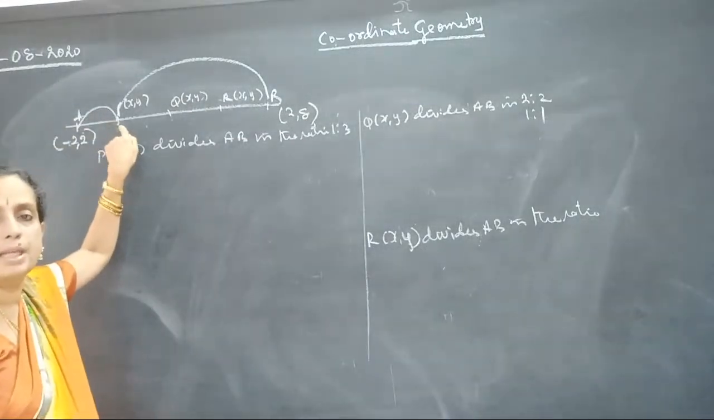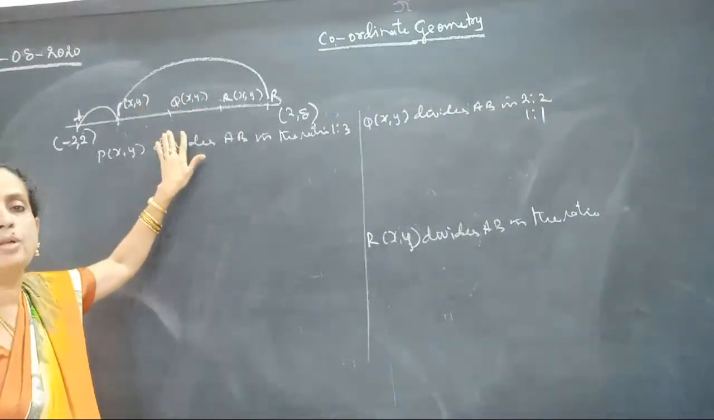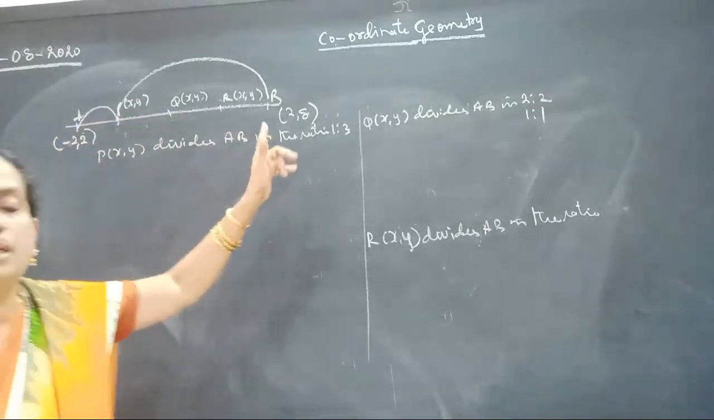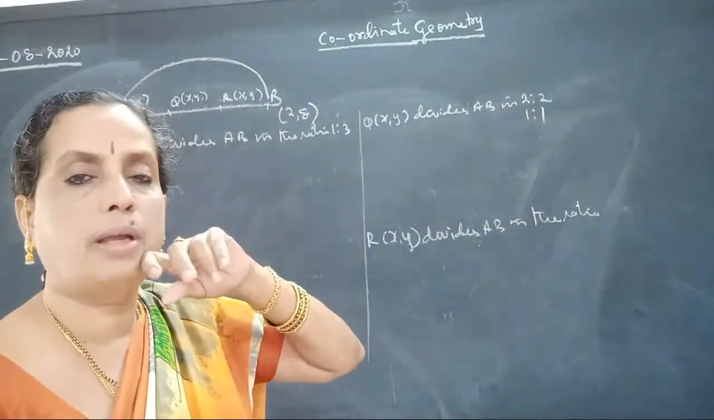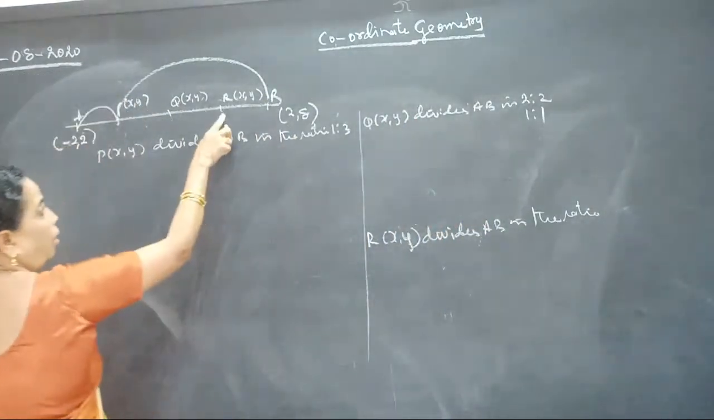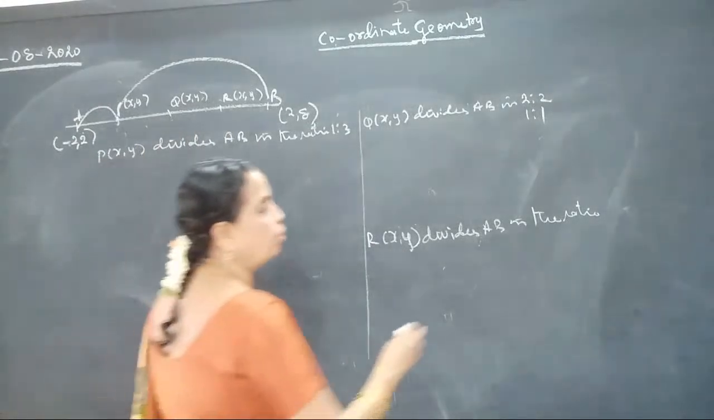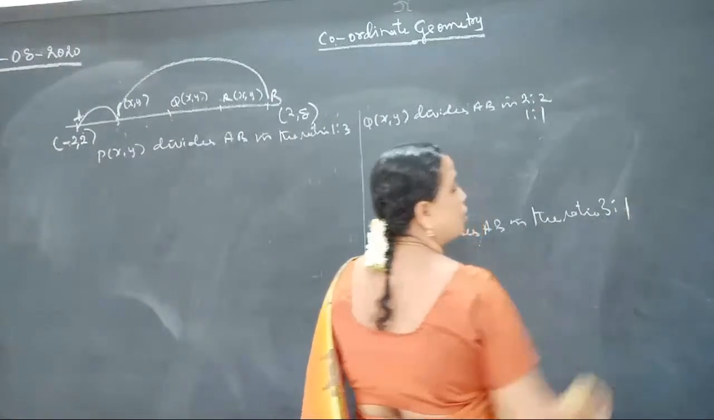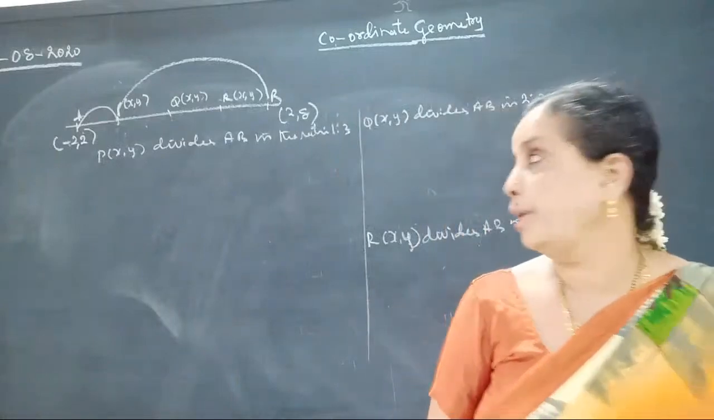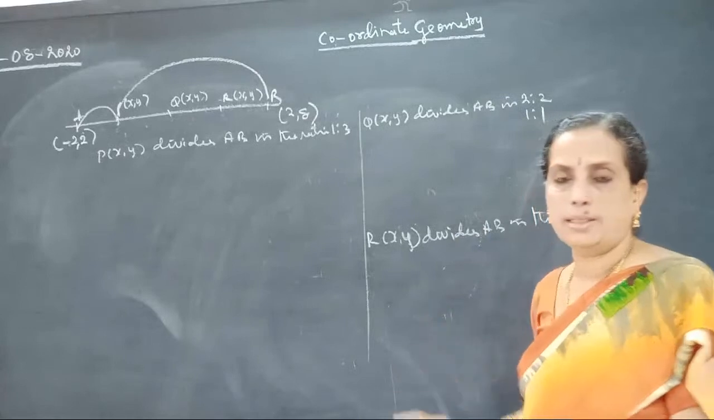Point P divides AB in the ratio 1:3. Point Q divides AB in the ratio 2:2, that is nothing but 1:1. Yes, Chinmaya, right? Point R divides AB in the ratio 3:1. So we should apply the section formula to find the coordinates of points P, Q and R. Is it clear now?